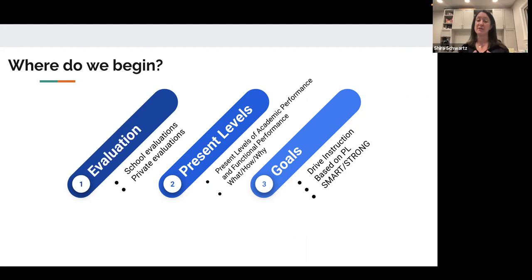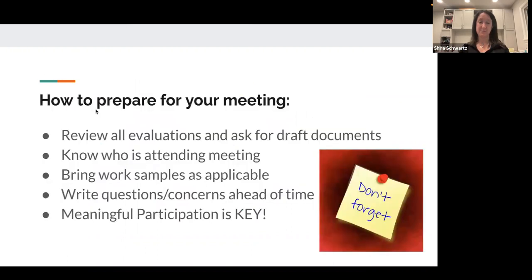Those are all functional performance. That will impact your academics. So that's why you're really looking at these different areas. Once you have all that data, that will drive the goals, that will drive the instruction. So then they'll recommend different goals in the deficit areas based on the present levels. And then that's what drives the instruction.